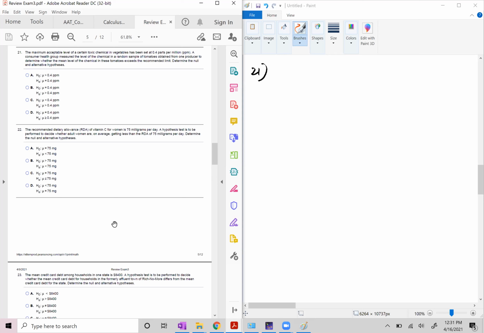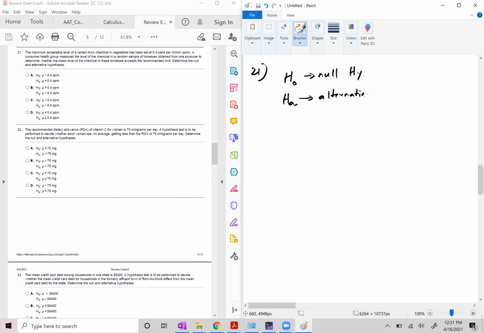Now, chapter 9 is about hypothesis testing. What do hypotheses do? It tests a hypothesis, right? Now, when it comes to hypothesis testing, first step is to build the hypothesis. Every hypothesis has two parts. One is called the null hypothesis and the other is called the alternative hypothesis.